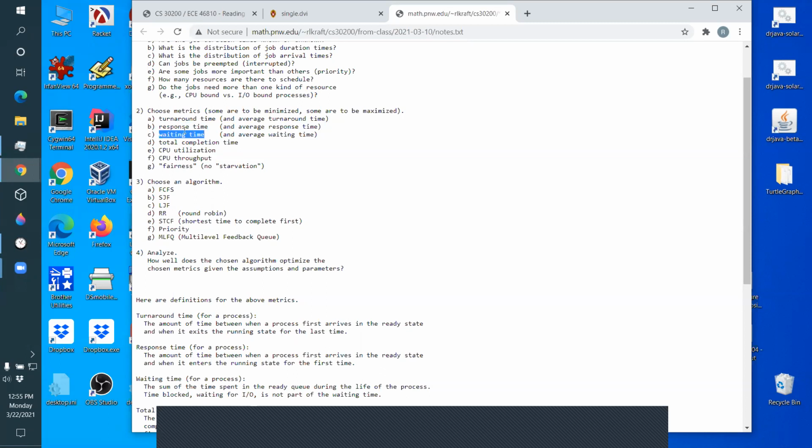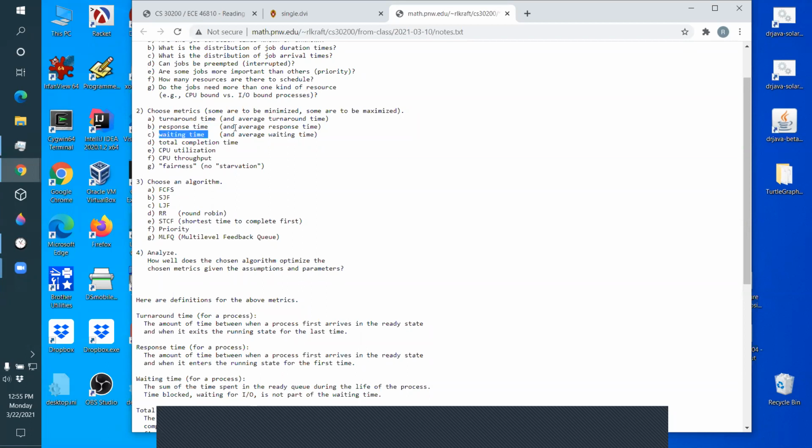Waiting time in our case is going to be all the time you spent not on the CPU. Okay. In the case of a checkout line, waiting time would be the same as response time, from when you arrived to when you got started. That would be the waiting time. Now, when you're checking out, there is no other waiting.